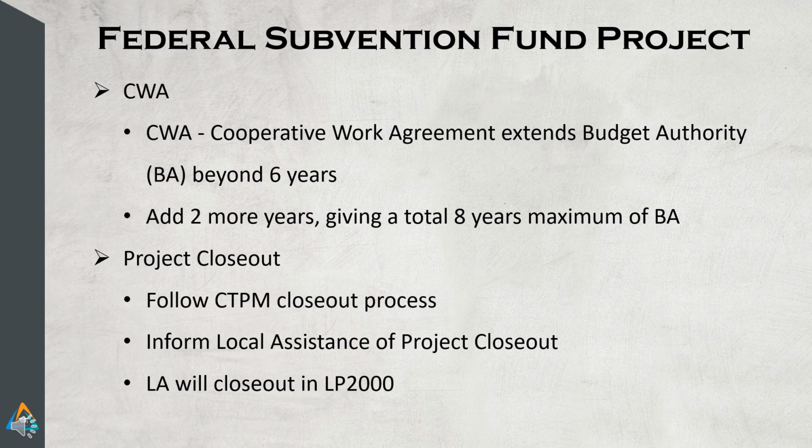Now, for a project closeout process, this is again a capital side process, so you will typically initiate project closeout at your end. First, in Prism you've closed out the project, but you also inform your district local assistants, so they'll do a closeout at their end, so the project is closed in FADS and in LP 2000, which are two databases that local assistance uses for managing projects.